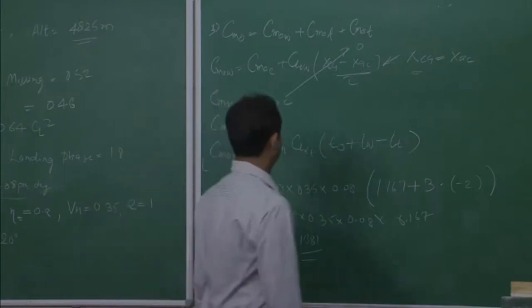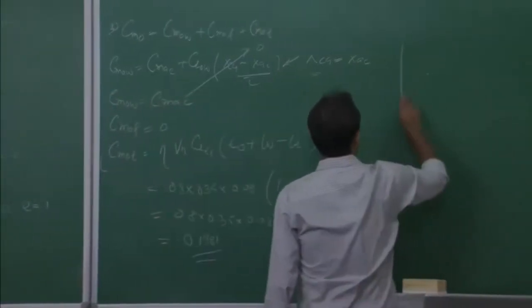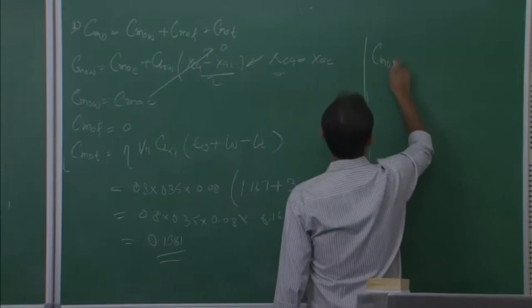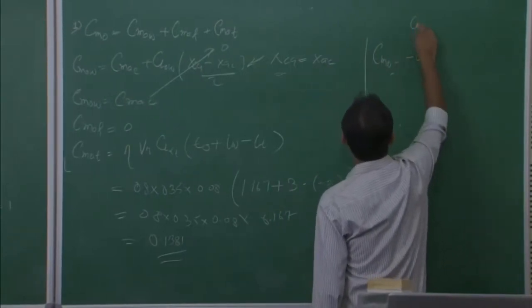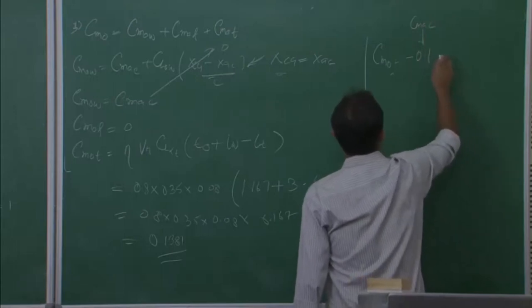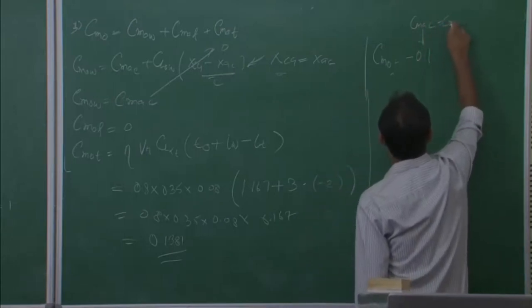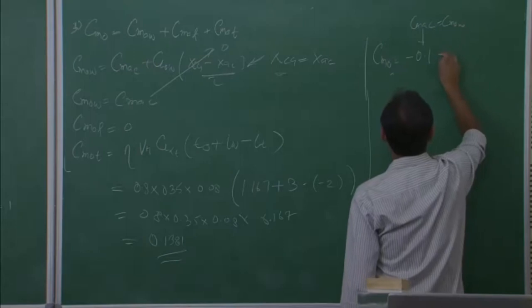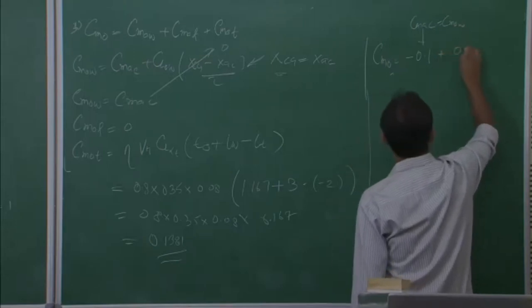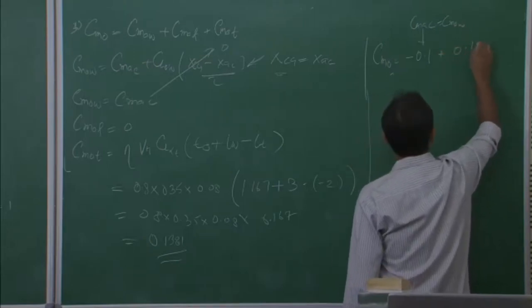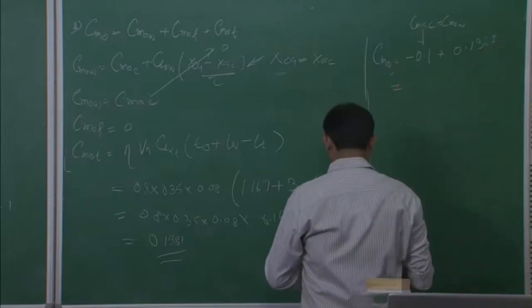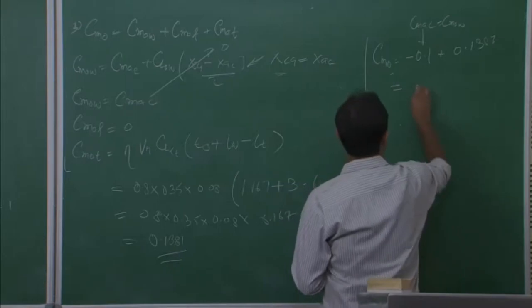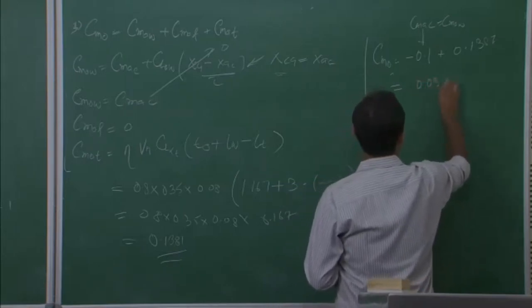So, the total CM naught of aircraft will be minus 0.1, this is the value of CMAC, which is equal to CM naught of wing, plus 0.138. So, total CM naught of aircraft is 0.0381.